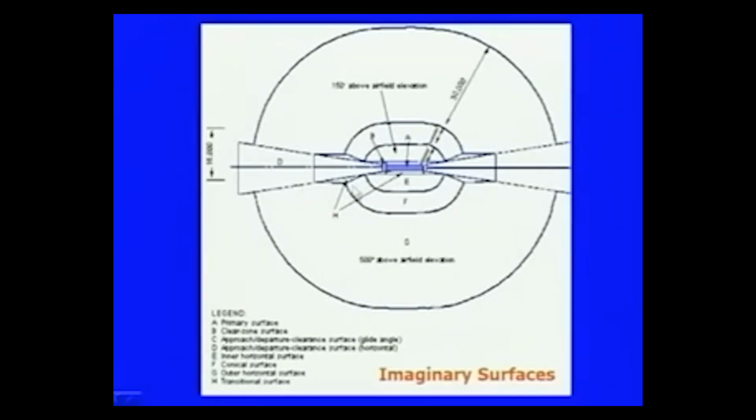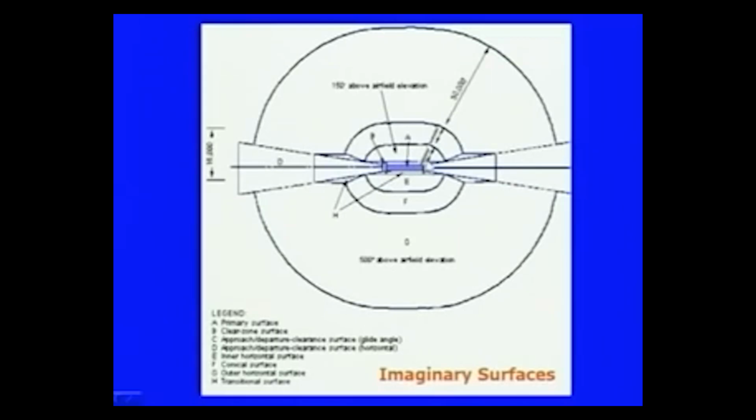Then we have a surface being provided here, this one, and the surface being provided here. These are shown by H, and these surfaces are the transition surfaces, meaning that they provide a transition from one surface to the other type of surface. And in between there is a B being shown. This B is known as a clear zone, which is again at the horizontal level with respect to this runway strip, and it is an extension of this runway strip.